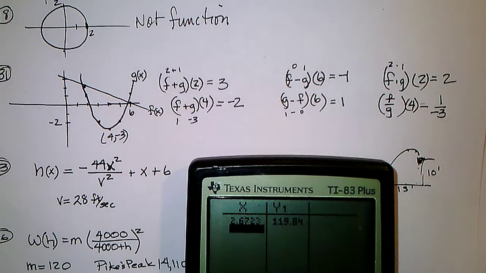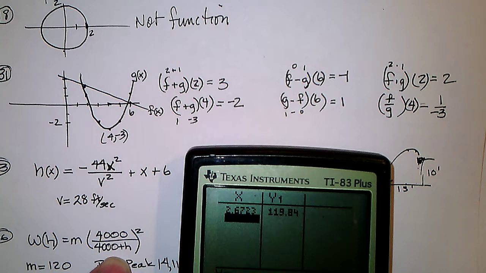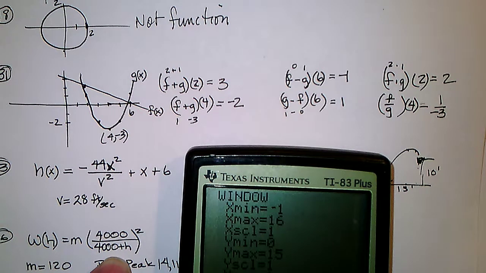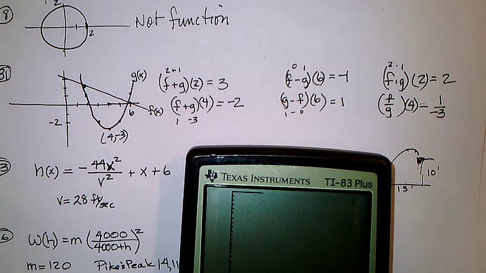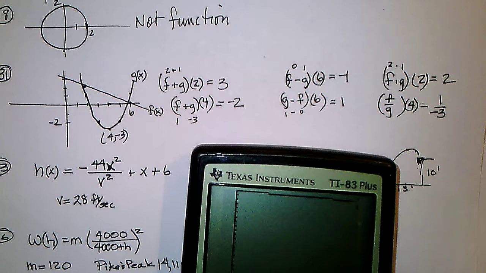It says graph it. Okay, so what would the window have to be? Well, the height we're going to be, we could be anywhere from -1 mile up to probably not more than 10 miles high. And the minimum, well, the maximum weight's 120. The minimum doesn't look like it's going down very much. Let's go from 100 to 120 pounds. Graph. Didn't drop very fast, did it?